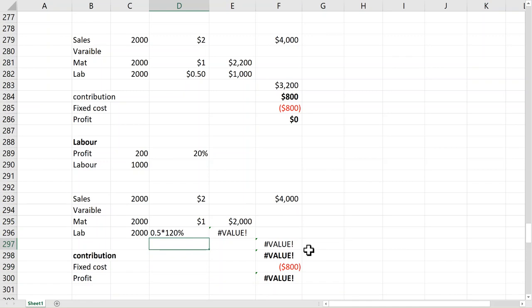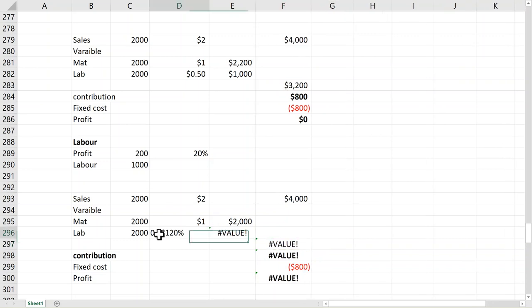So no profit, no loss. If it increases by more than that, then there will be loss.